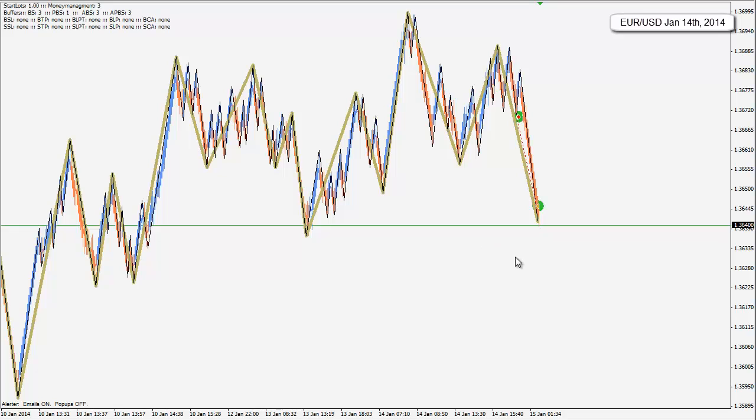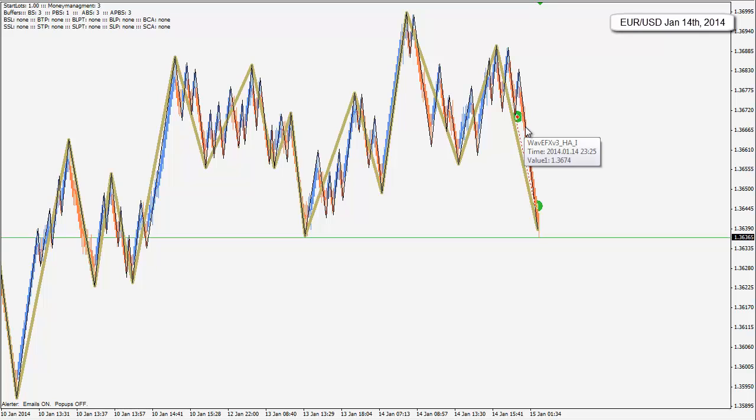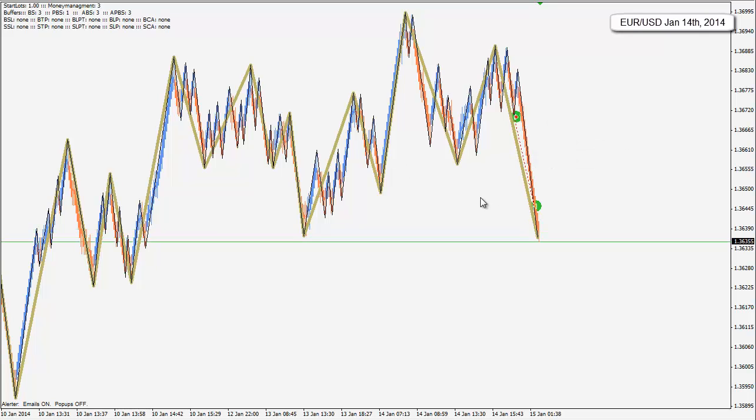Okay, this trade has reached take profit, another successful trade, a very simple strategy that is just rinse and repeat, and we do the same thing over and over again.